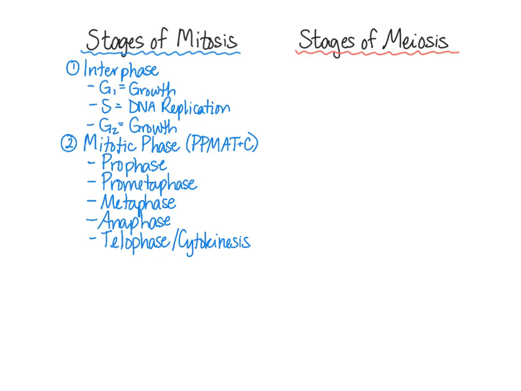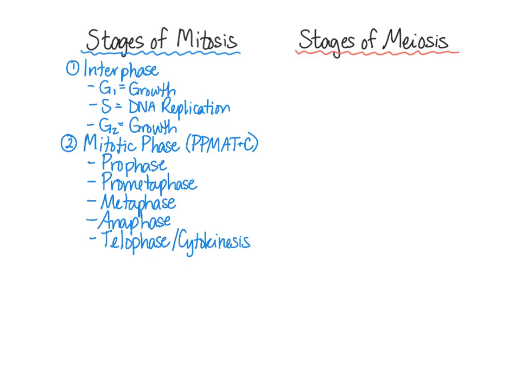Now, as we mentioned, meiosis is another form of cell division, but as you learned in the introductory video, meiosis only happens in stem cells in the gonads with the goal of producing specialized sex cells known as gametes. And the gametes include the eggs and sperm. So meiosis has a lot of similarities with mitosis, but it also has some differences.